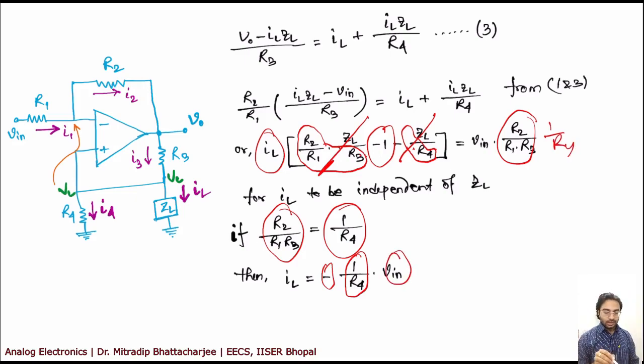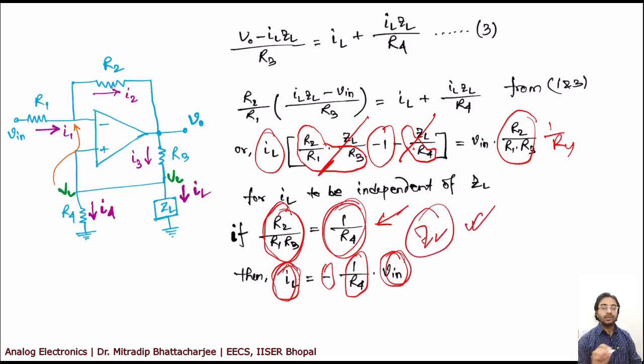So you find that your IL is independent of ZL. So whatever value of ZL you put, your IL won't change. So it's kind of a constant current source. In many places people use this circuit as a constant current source, provided you maintain this condition. That's it. Okay, so if you maintain this condition, you will find that your IL is independent of ZL, that means the load.